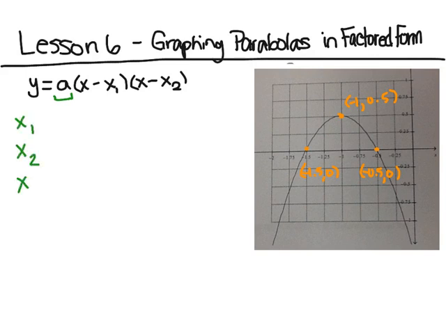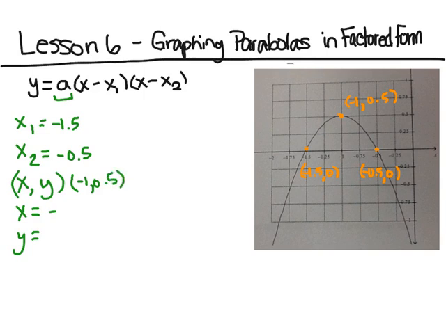We're also going to use a point x comma y to find x and y. So x1 would be our intercept, negative 1.5. x2 would be negative 0.5. We're going to use our point of our vertex at negative 1 and 0.5. So x is negative 1, y is 0.5. So we're going to plug all of this into this generic formula.